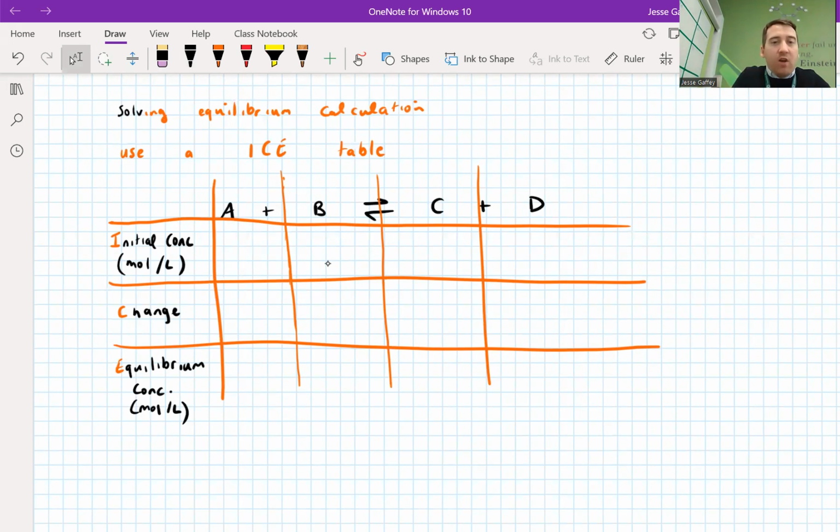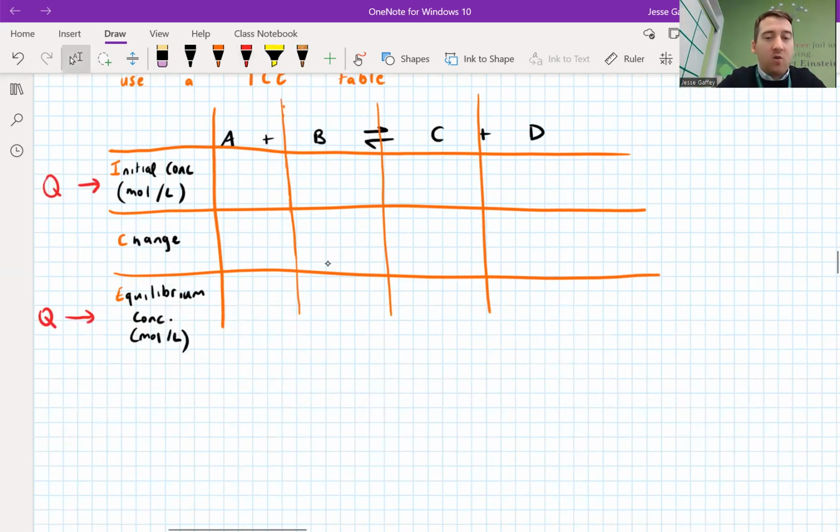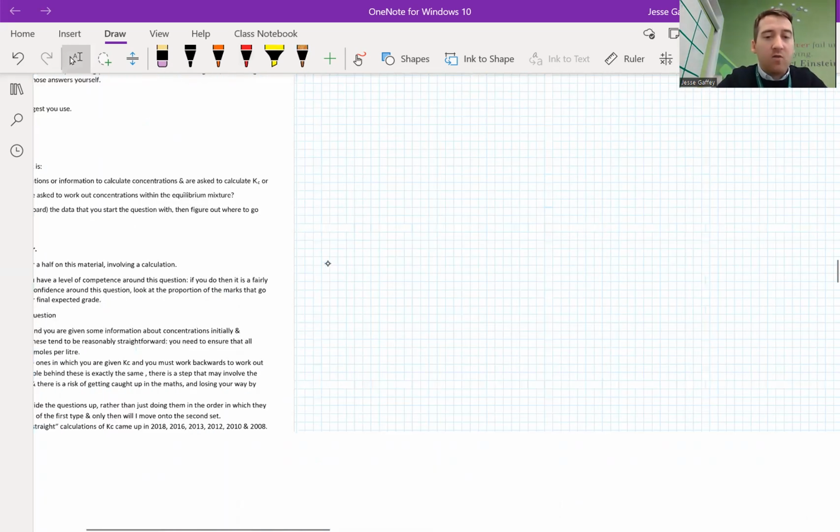So generally, we're going to get this information from the question. We usually also get something down here on this line from the question as well. The change we'll have to work out, and then we'll have to work out whatever unknowns there are as well. Okay. So you should pause that and take it down. We're going to see how this applies to a real question now.